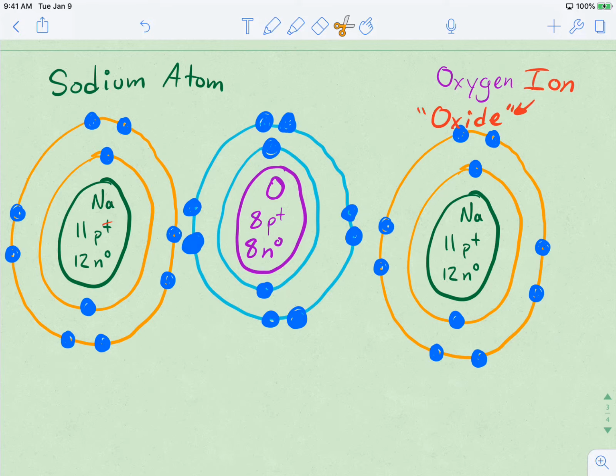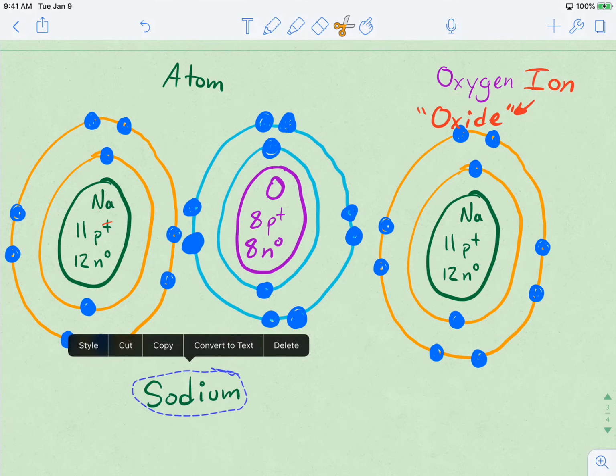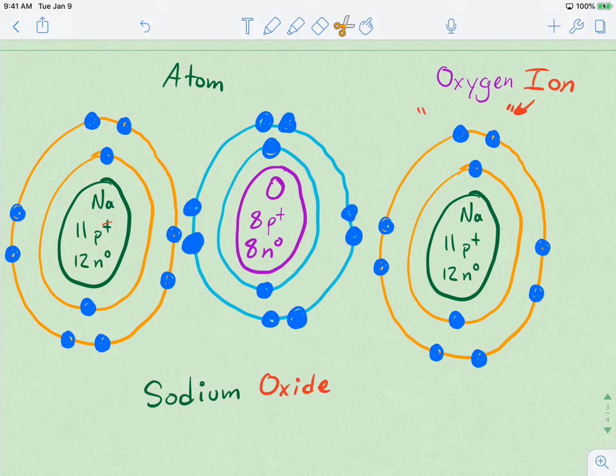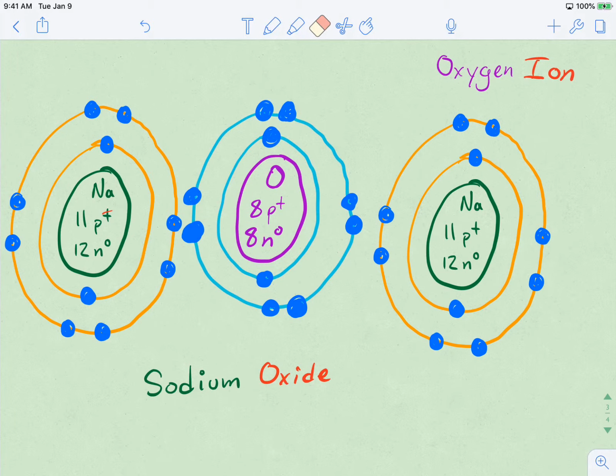They're attracted to each other. And so now what are we going to call this? We're going to call it sodium, and then we used an oxide ion, so we're going to steal that name. So it's actually sodium oxide. With their powers combined, they are sodium oxide. The sodiums aren't atoms anymore. They're sodium ions now, and the oxygen ion is the oxide. And that's how you would name this ionic compound.